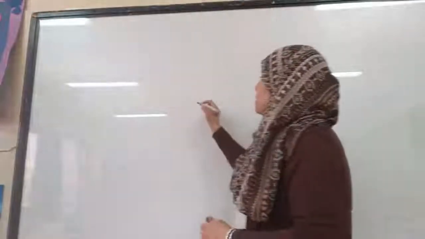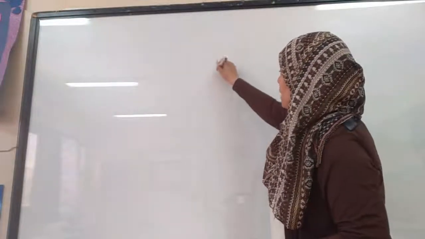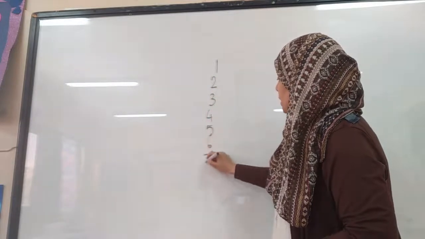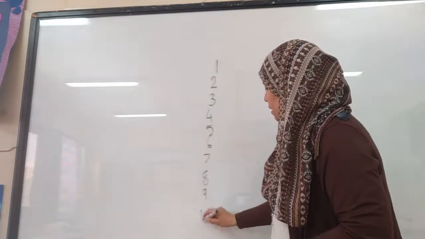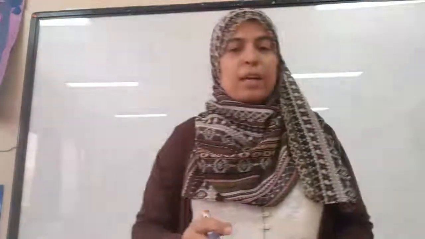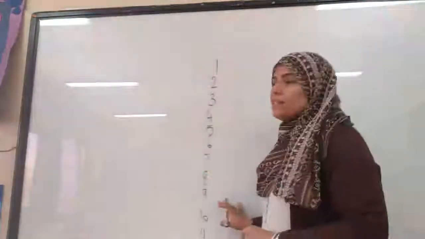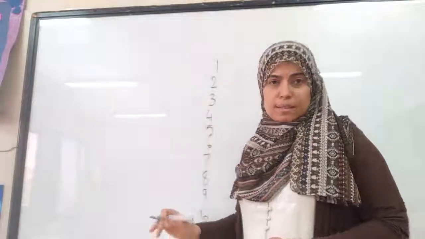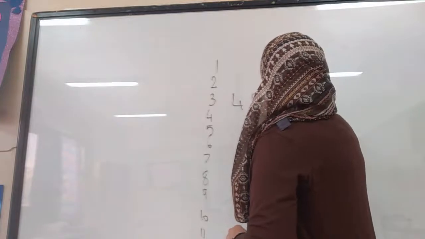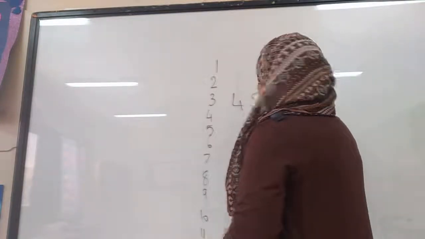So if this is the year, the year has 1, 2, 3, 4, 5, 6, 7, 8, 9, 10, 11, 12. I have 12 months in the year, right? So the year is divided into 4 seasons. What are the 4 seasons in the year?